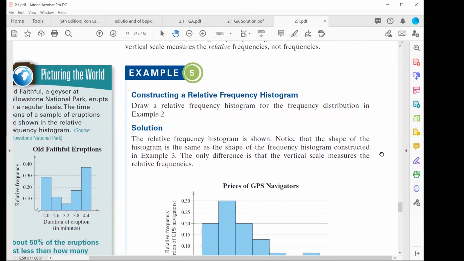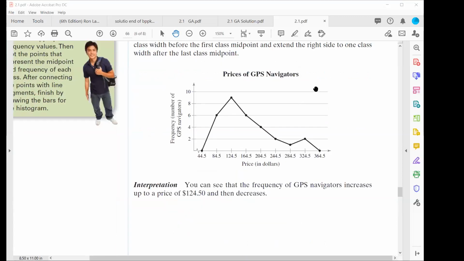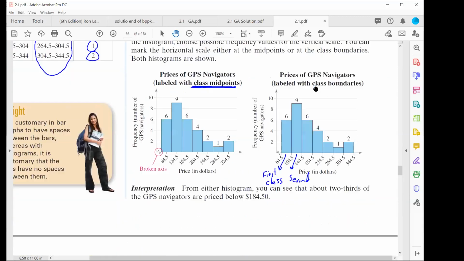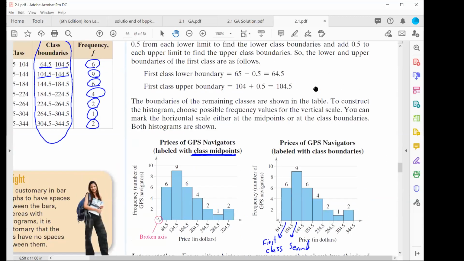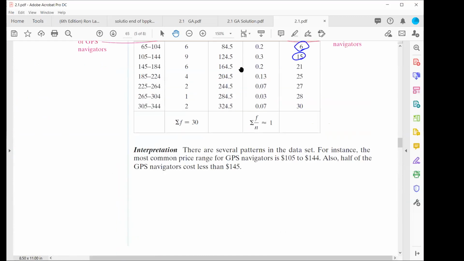Okay, thank you. So guys, your histogram must be the same as the frequency histogram. On the vertical axis here, instead of using frequencies, we're using relative frequencies. Let's get back to our table. Let me show you. This is our polygon. Take a look at this. Let us get back to the table.